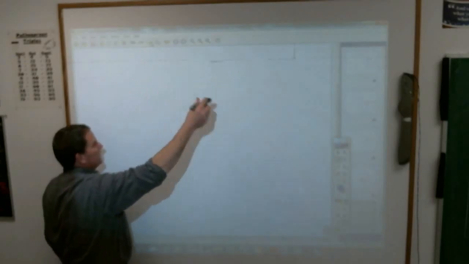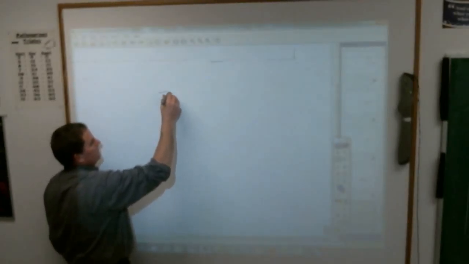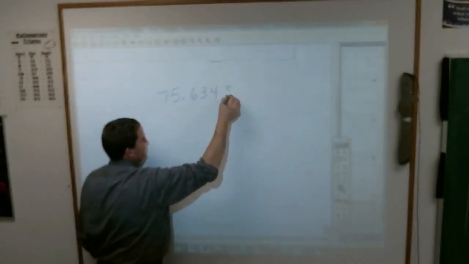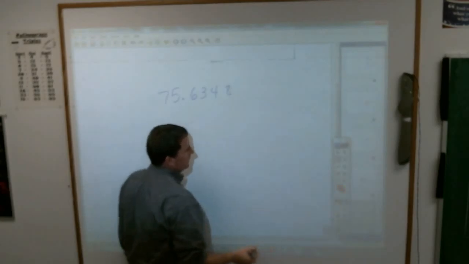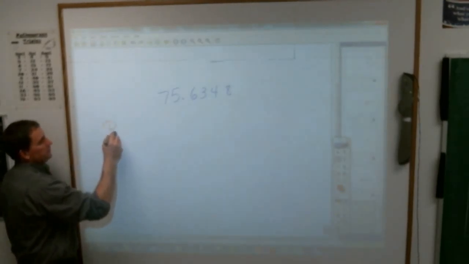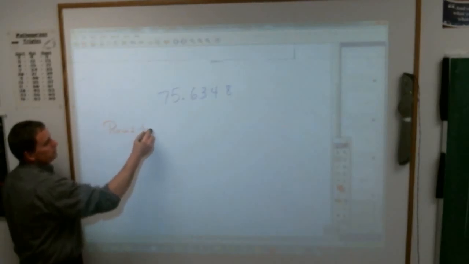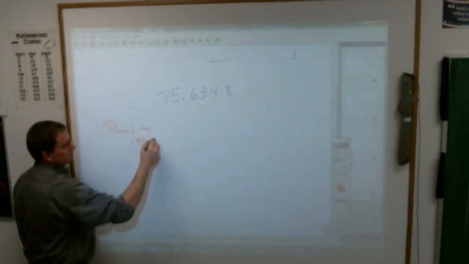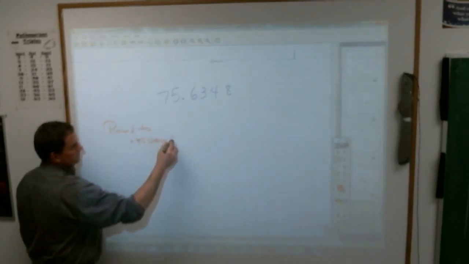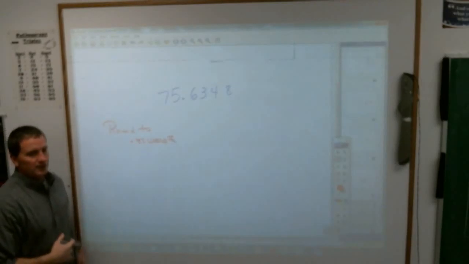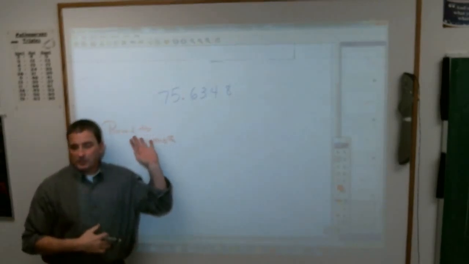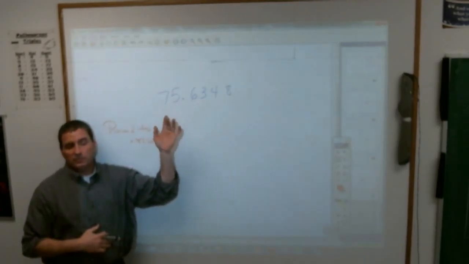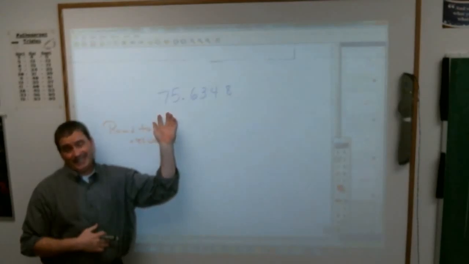So let's look at a few things here. Write this example down. Let's say I've got 75.6348. And let's do this first. Let's first of all round to the nearest whole number. Okay, I don't know if we've talked about whole numbers. Whole numbers are numbers that don't have fractions or decimals in them. So if I'm rounding this number to the nearest whole number, my choice is either 75 or 76.